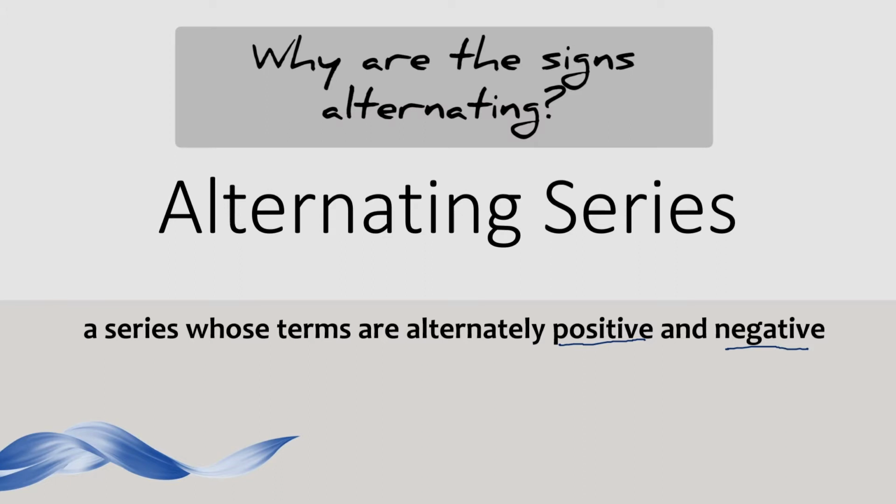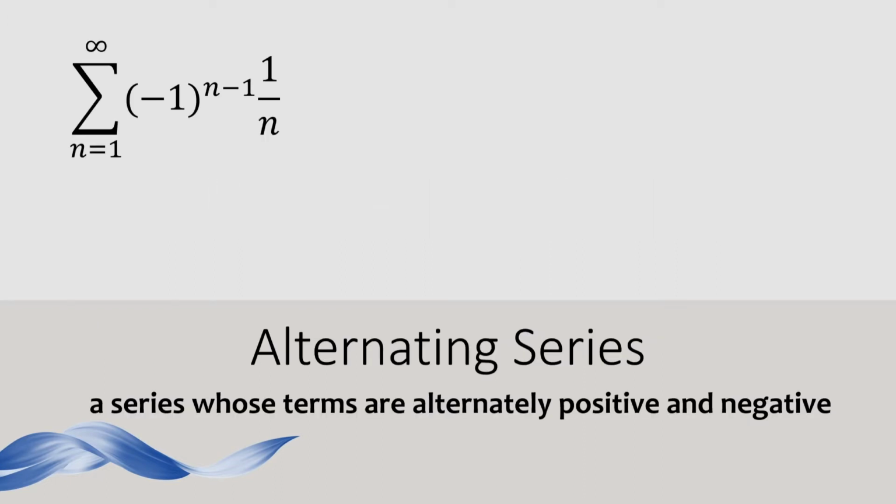You might wonder why the signs are alternating. Well, you can see here in the first example that the secret ingredient is -1. Remember that when -1 is raised to an odd exponent, we will get a negative answer. However, when -1 is raised to an even exponent, then we get a positive answer. Hence, with the presence of -1, we get alternating signs.